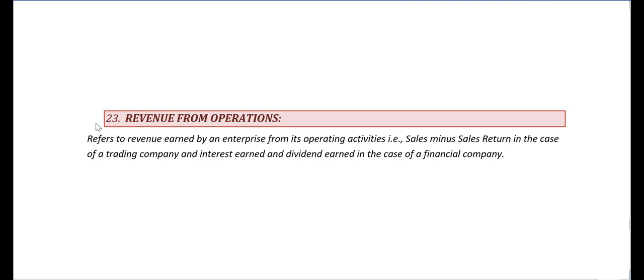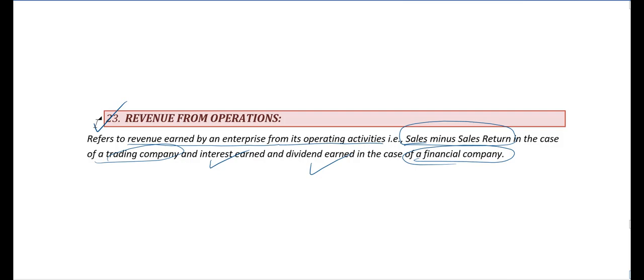23rd term, the last term in this video, revenue from operations. This refers to revenue earned by an enterprise from its operating activities. So, all revenue earned from the main operating activities of the enterprise is called revenue from operations. For a trading company, it is sales minus sales return. And in the case of a financial company, it is interest earned and dividend earned.